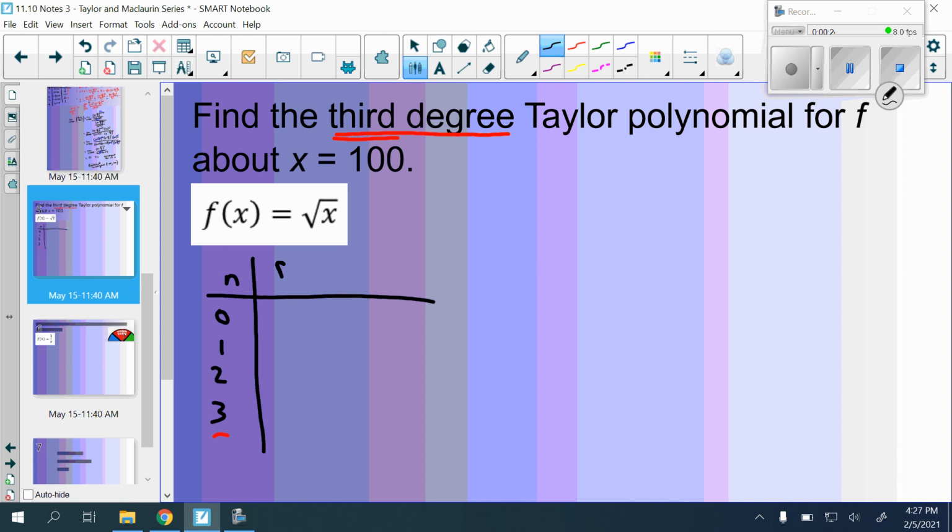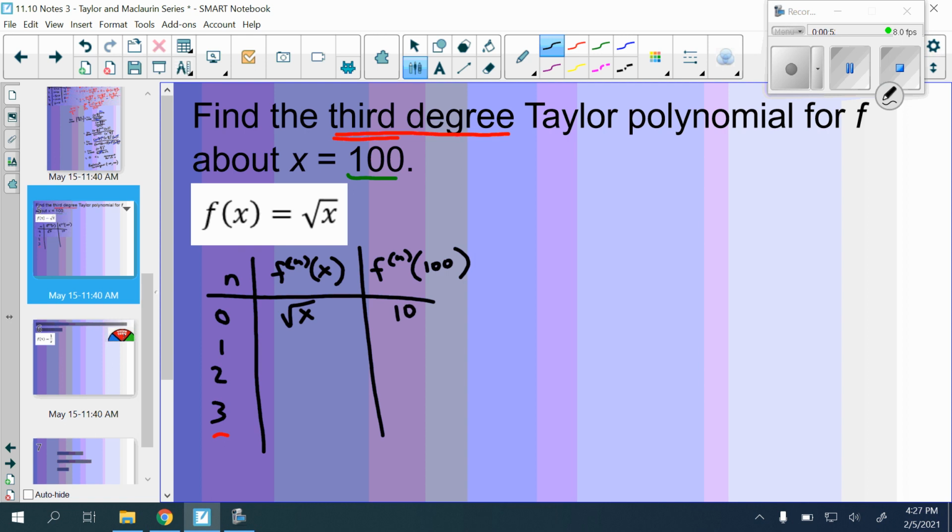And then we got our different functions and their derivatives that we're going to be finding. And since they want us to find this one centered at 100, we want to find what these are then at 100. Okay, so our original function here is just square root of x. So that at 100, if we put 100 in, square root of 100 is going to be 10.